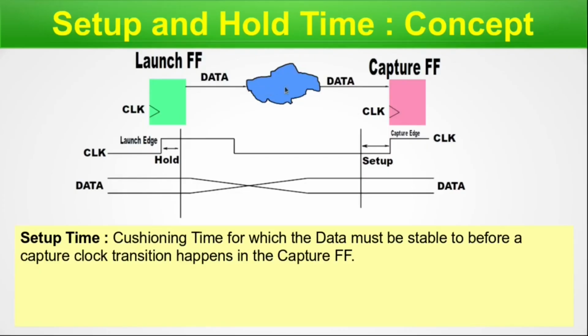You can see data is arriving through this path, and this particular capture flip-flop will make itself ready to receive the data. Hence, we call it the setup time. That means the capture flip-flop is setting itself up for the data. So this particular time cushion which we are providing is termed setup time. Any change in the data inside the cushioning time is termed a violation. You can see the data variation is happening here and not inside this cushioning time. If this data transition happens within this time cushion in an actual circuit, the STA engine will catch it as a setup violation.